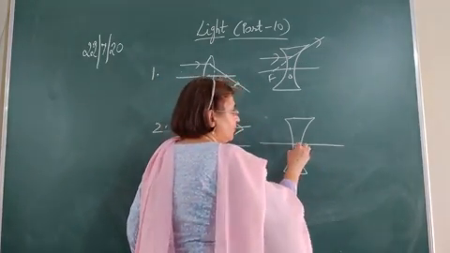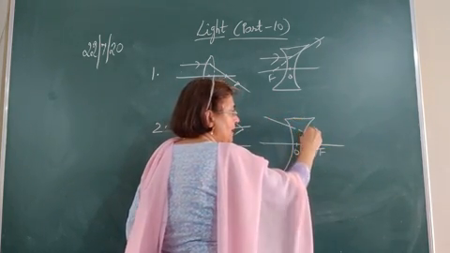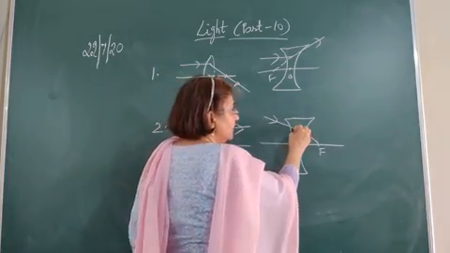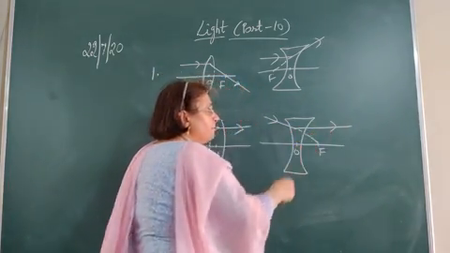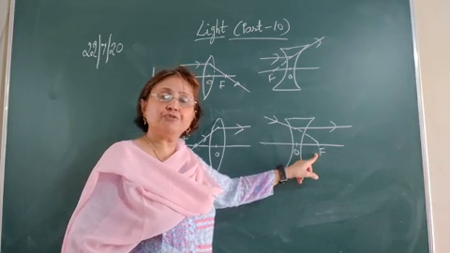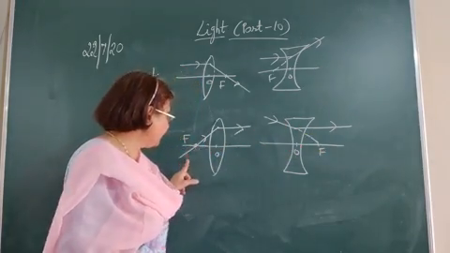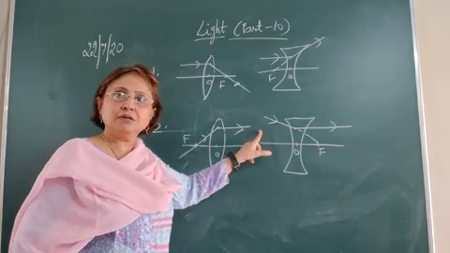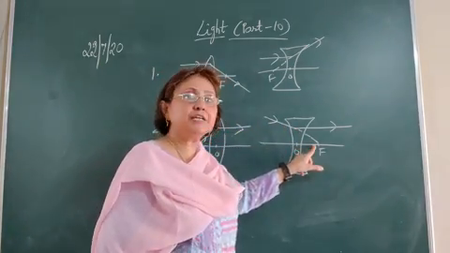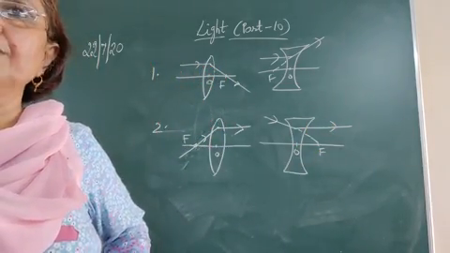Whereas in case of a concave lens, a ray of light which is appearing to pass through the focus, it's not actually passing through the focus, it is appearing to pass through the focus, this ray of light will become parallel to the principal axis. So a ray of light which is actually passing through the focus becomes parallel to the principal axis in case of a convex lens. A ray of light which is appearing to pass through the focus after refraction becomes parallel to the principal axis in case of a concave lens.